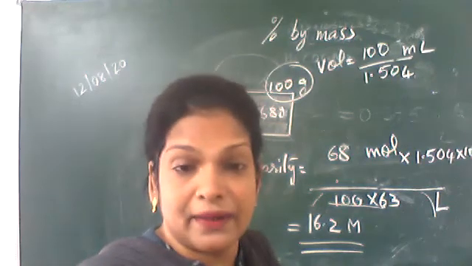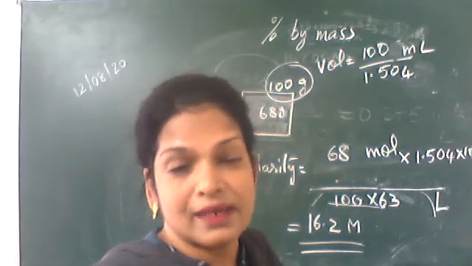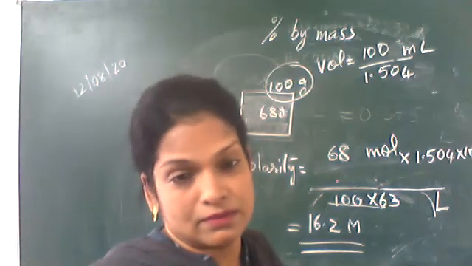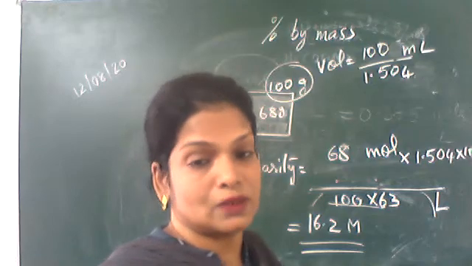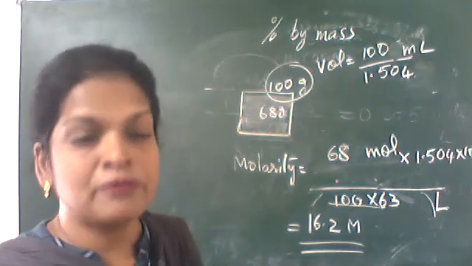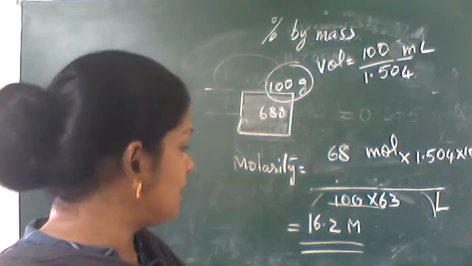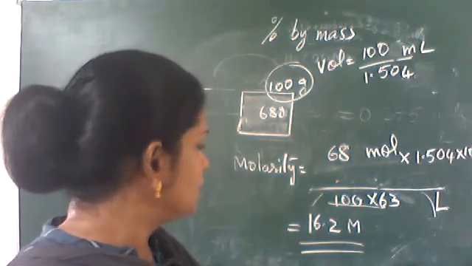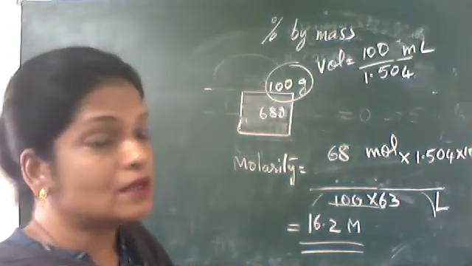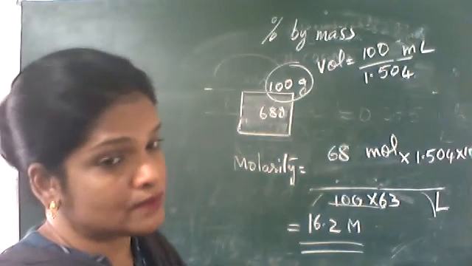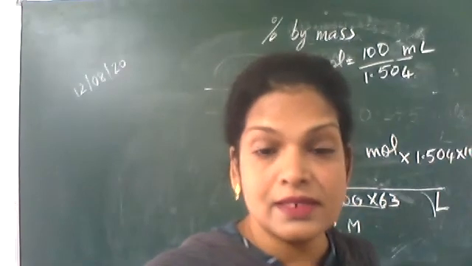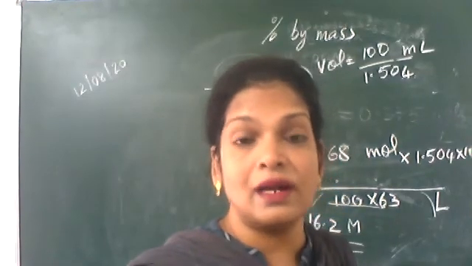Whenever you see capital M, consider 1 liter solution. See what is meant by 16.2 capital M? It means in 1 liter solution, 16.2 moles are there. What will be the weight? Moles into molar mass. So whenever you see capital M, consider 1000 ml, a 1 liter solution.